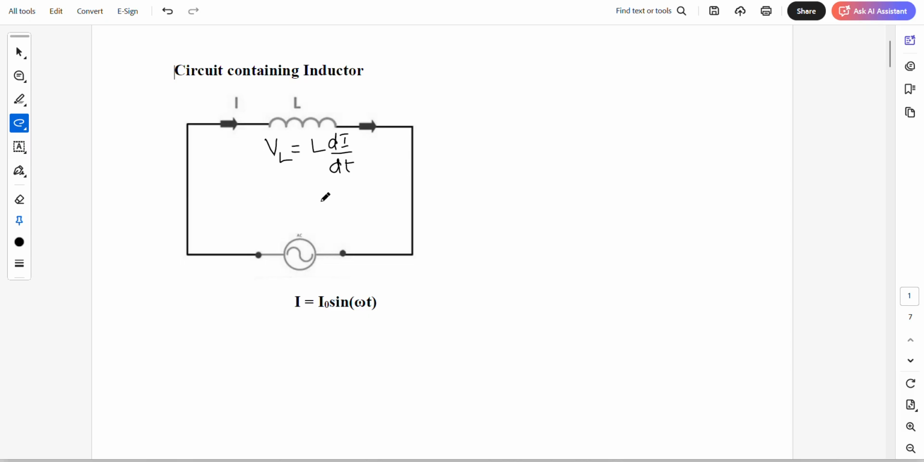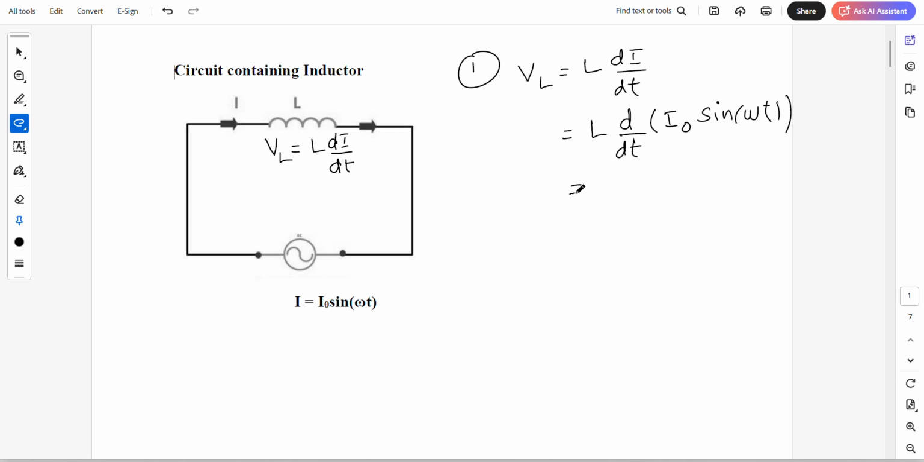Now we have to find the equation of voltage. First we'll find the voltage equation. VL is equal to L d by dt of I. Write down what is given: I is I naught sine of omega t. I naught is constant, so I can take this outside. I naught into L d by dt of sine of omega t.